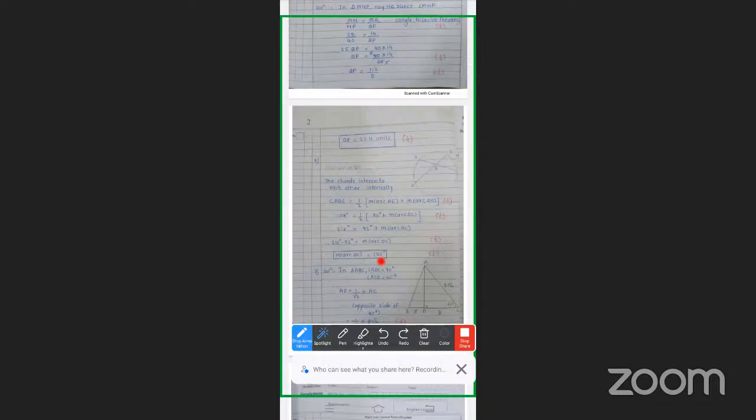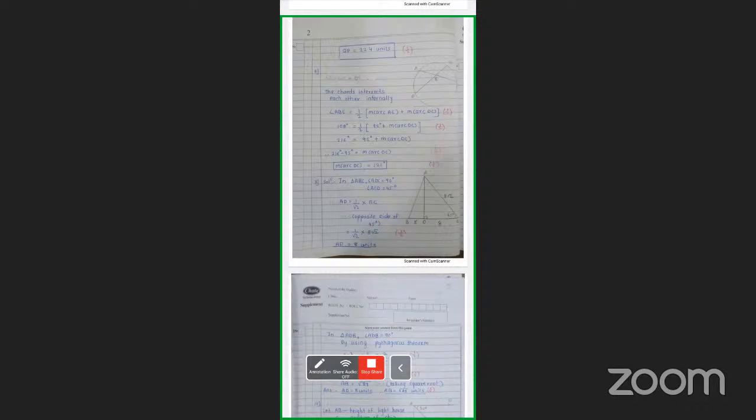Then focus here on the third question. So what is our third question? In triangle ABC, segment AD is perpendicular to segment BC, angle C is equal to 45 degrees, BD is equal to 5 and AC is equal to 8 root 2 centimeters. Then find the value of AD and AB.